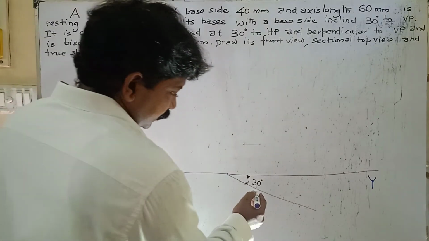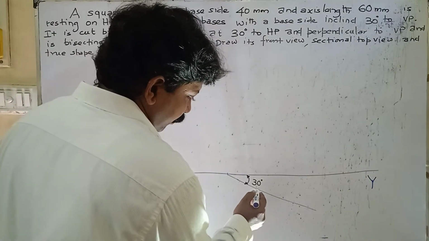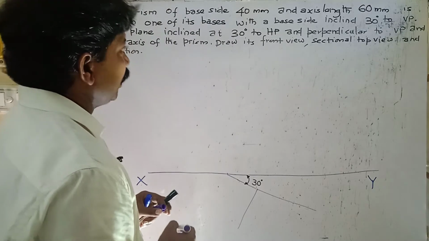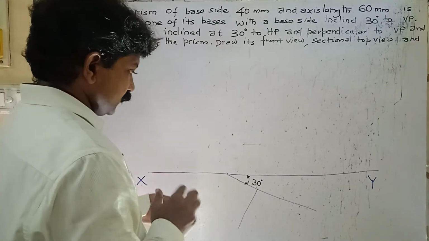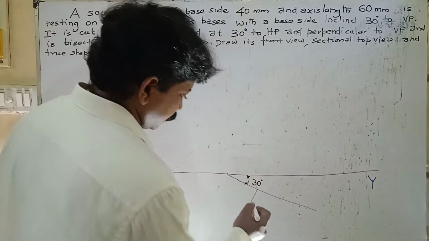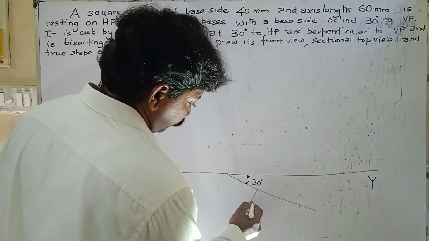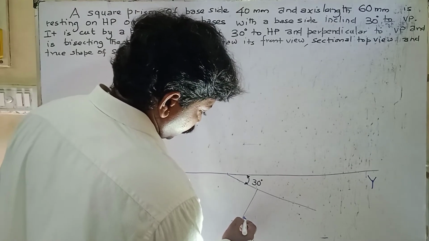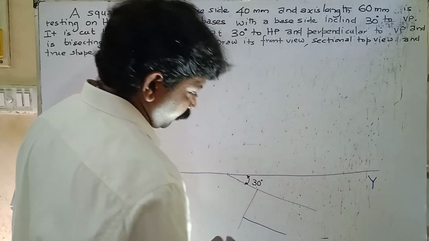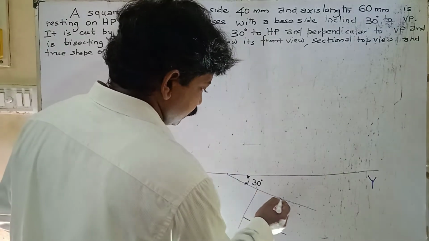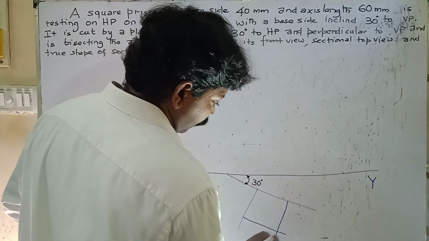Leave some distance and then mark a point, draw a perpendicular line. Our base side is 40 mm. So after a 40 mm distance, draw another perpendicular line, and then complete the square.